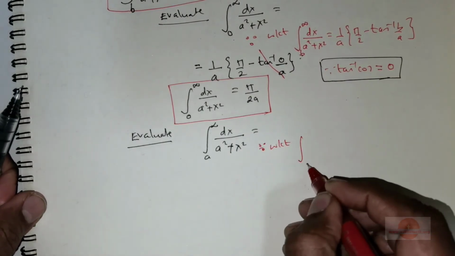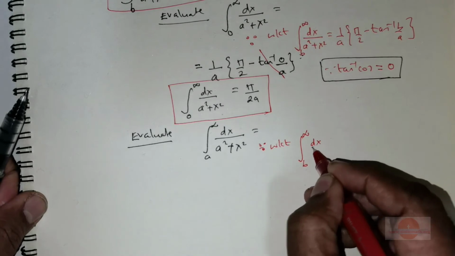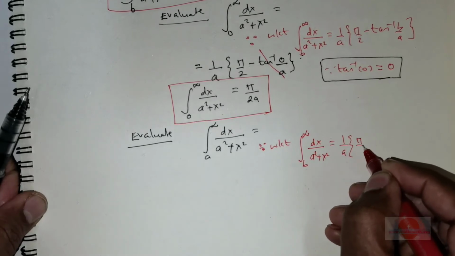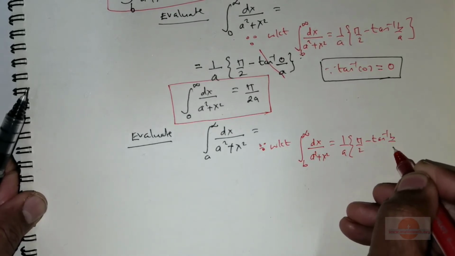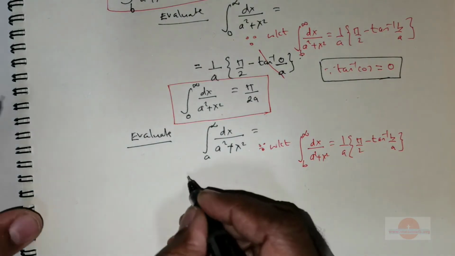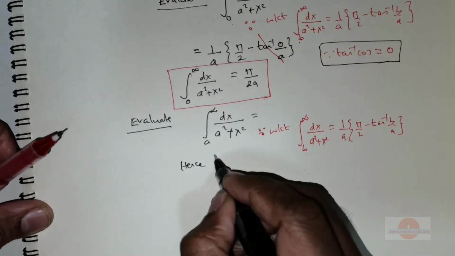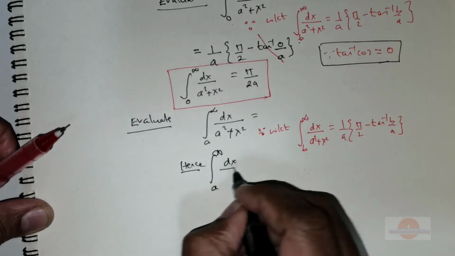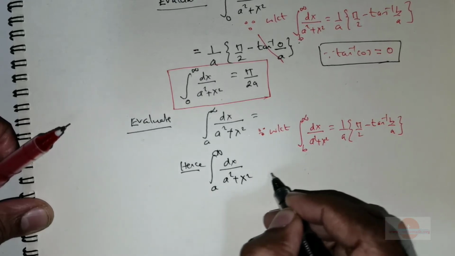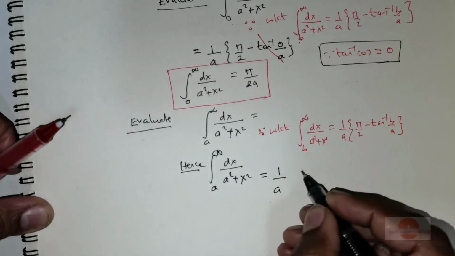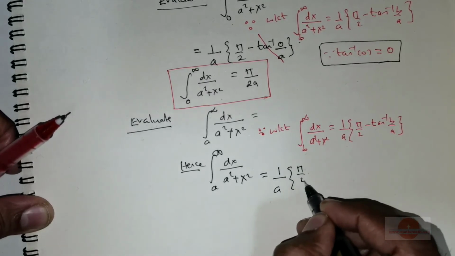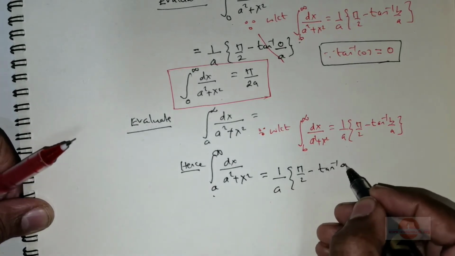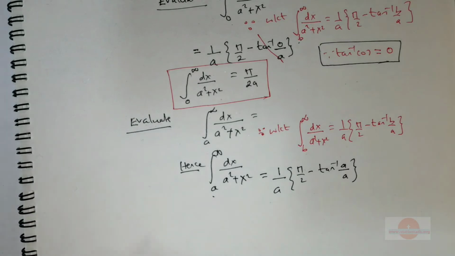Since we know that the integral from b to infinity of dx divided by a squared plus x squared is equal to 1 over a times pi over 2 minus tan inverse of b divided by a, and then write hence. This is a good way of using this word. Hence the integral from a to infinity of dx divided by a squared plus x squared is now going to be 1 over a times pi over 2 minus tan inverse of, in the place of b you got a, so substitute a and then close the parenthesis.